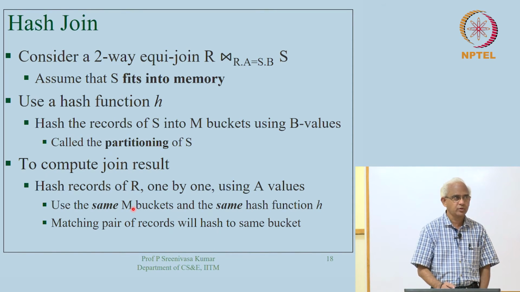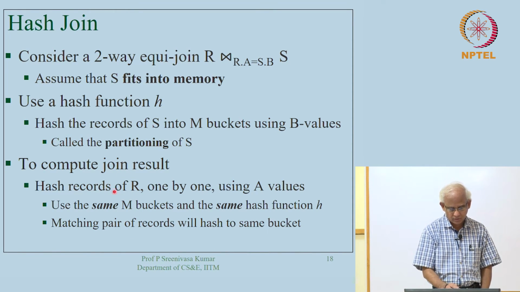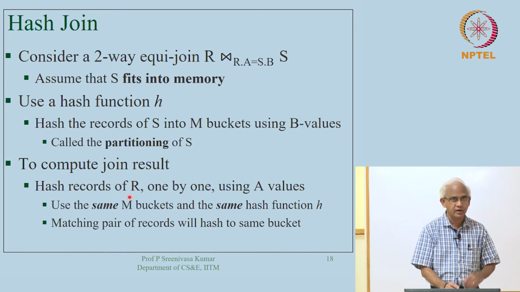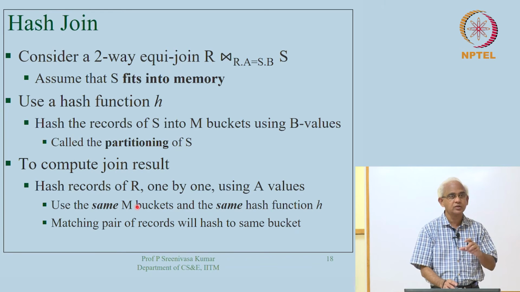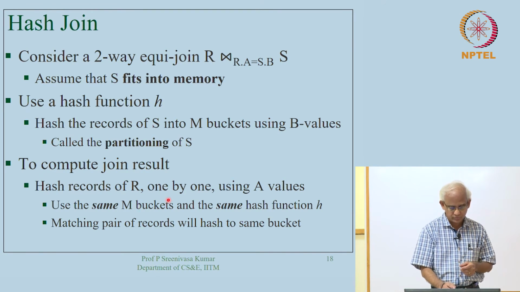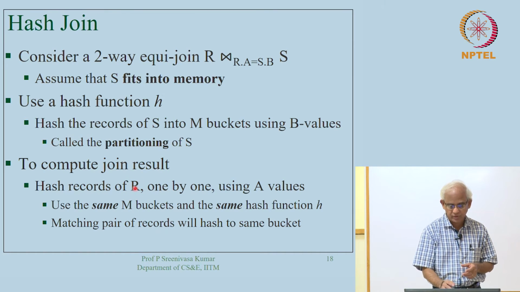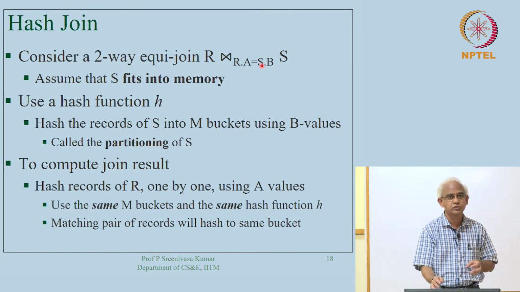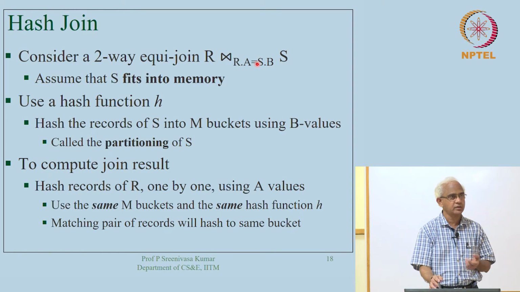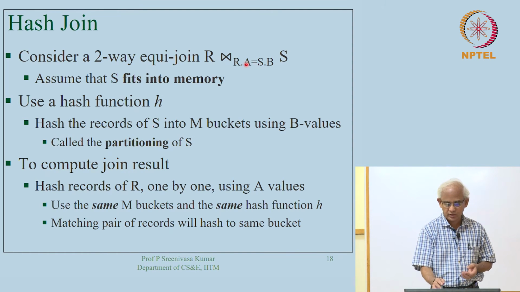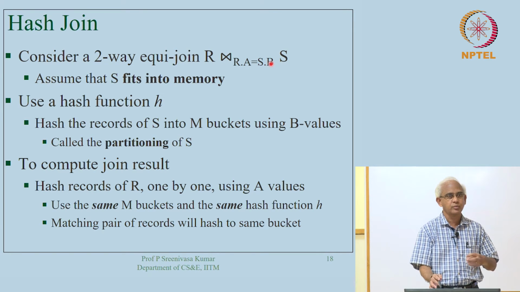Right. Suppose you read in a record of R and it goes to the second bucket, then you know that is the only place where matching records can be found, because if the value of A in R and the value of B in S are indeed the same, then the hash function will produce the same bucket number, whether applied to A or applied to B.